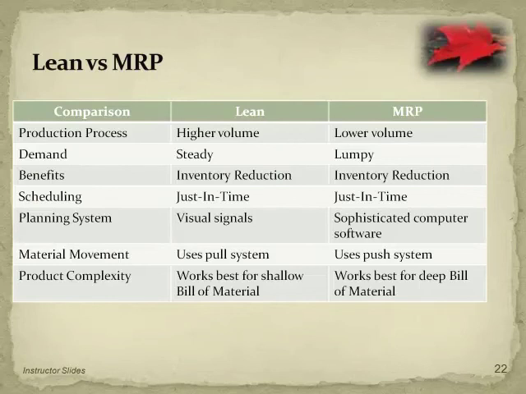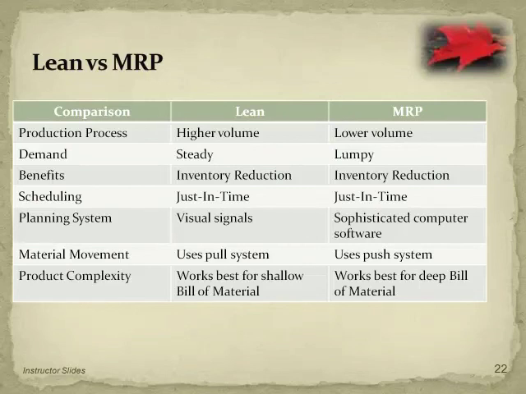So their planning systems: lean quite often uses visual systems. A Kanban pull system is typically visual, where MRP requires very sophisticated computer software. Lean uses a pull system, a Kanban system. MRP uses a push system.